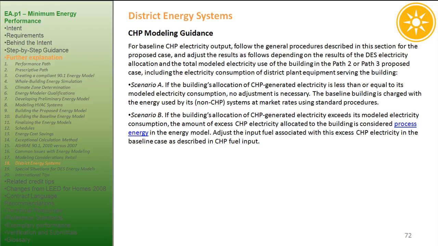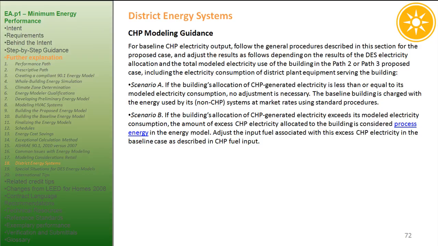For baseline CHP electricity output, follow the general procedures described in this section for the proposed case, and adjust the results as follows depending on the results of the district electricity allocation and the total modeled electricity use of the building in the Path 2 or Path 3 proposed case, including the electricity consumption of district plant equipment serving the building. Scenario A. If the building's allocation of CHP generated electricity is less than or equal to its modeled electricity consumption, no adjustment is necessary.